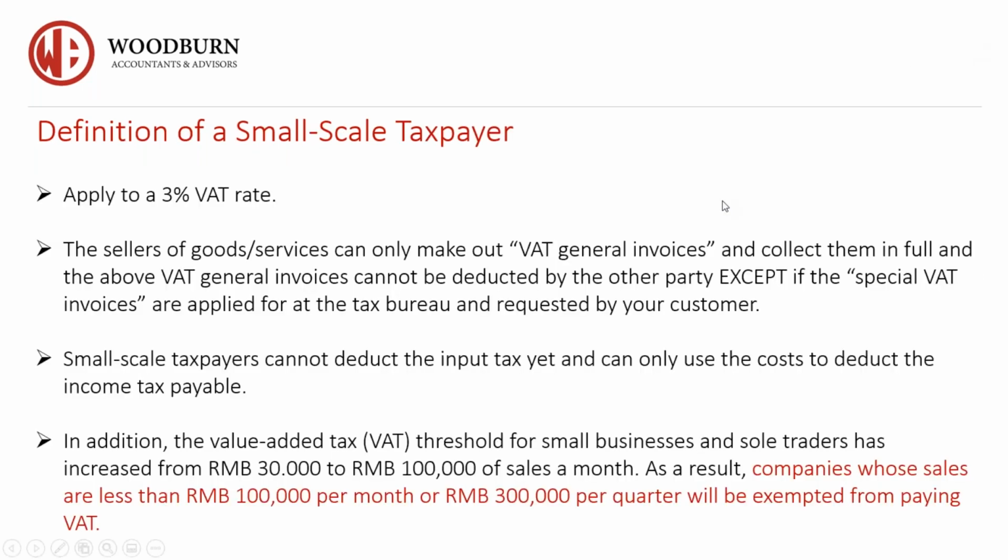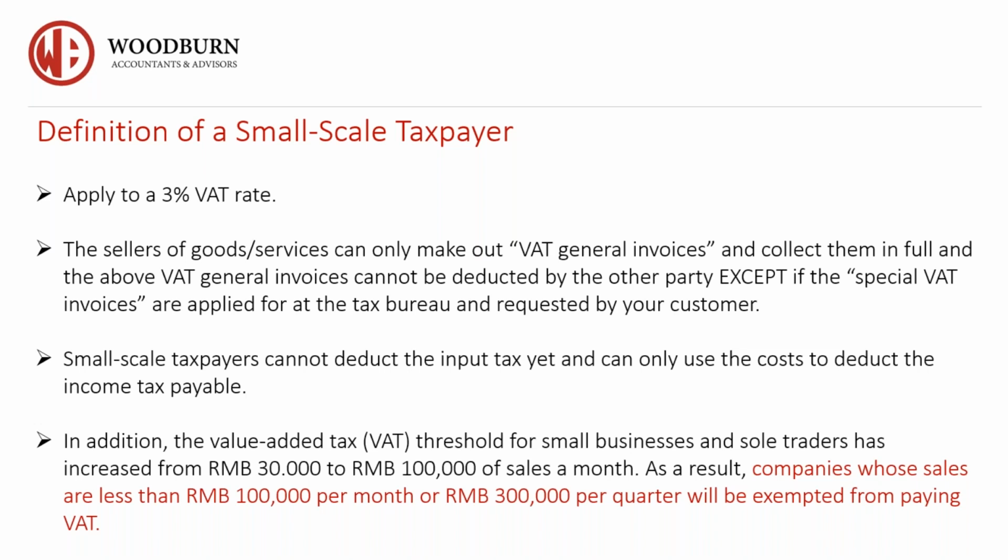Now, if you are a small scale taxpayer, and as I mentioned, when you incorporate your company, you are initially designated as a small scale taxpayer. If you want to immediately become a general VAT taxpayer, there is an application that you have to do. You will have to show contracts and contract values that are up and coming to prove that you would like to be a general VAT taxpayer.